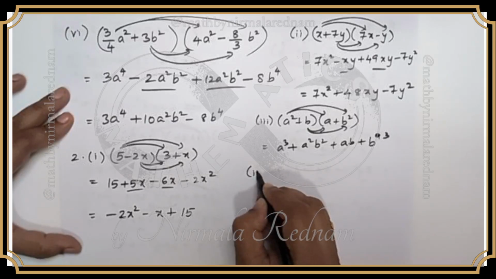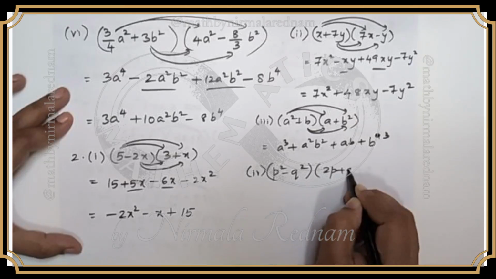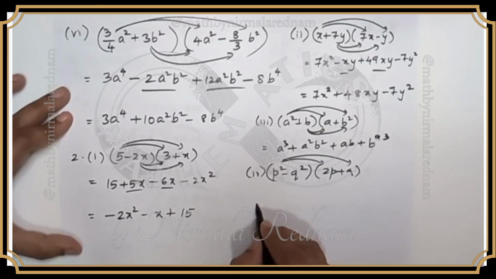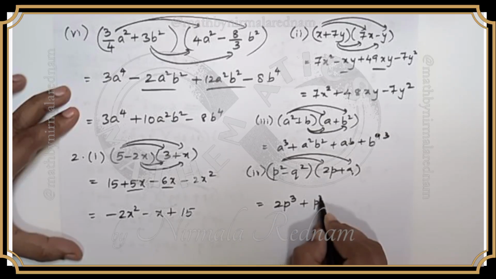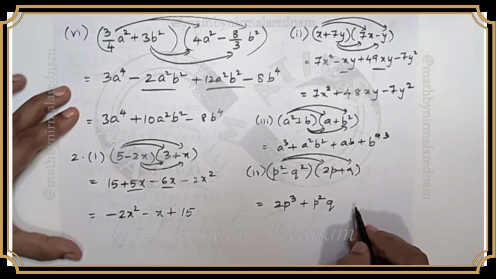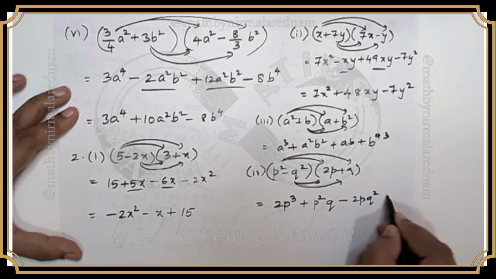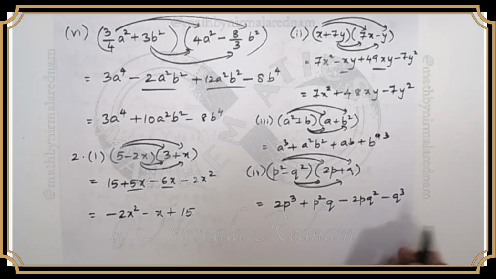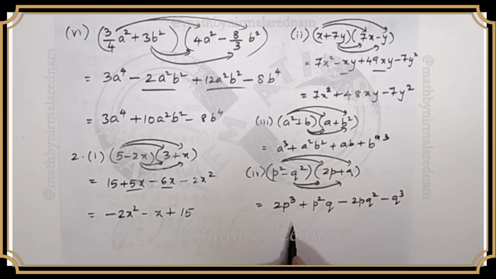Next, fourth question, p square minus q square, 2p plus q. So here again, if I multiply, 2p into p square is 2p cube, okay, plus p square q, right? And then I have minus q square, which will give me minus 2p q square minus q cube, okay. So as you can see, there are again no like terms. So this is going to be the final answer, right? So this is about the second sum.